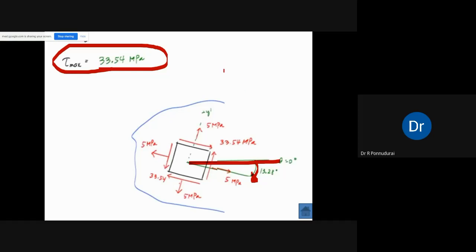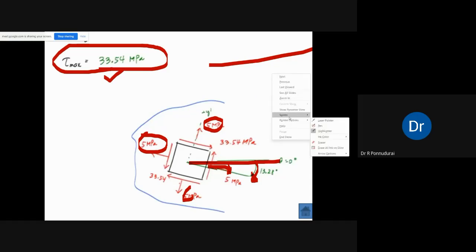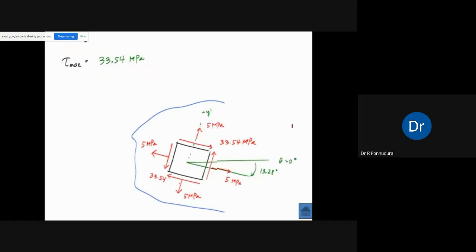In case you have negative clockwise rotation, the perpendicular face will have the sigma average, that is 5 MPa, sigma x plus sigma y by 2. The shear stress obtained is 33.54, which is positive. That is why it is upward here. So here we do not use any technique, we just substituted the values in the formula. We got the maximum and minimum principal stress and the maximum shear stress, that's all.